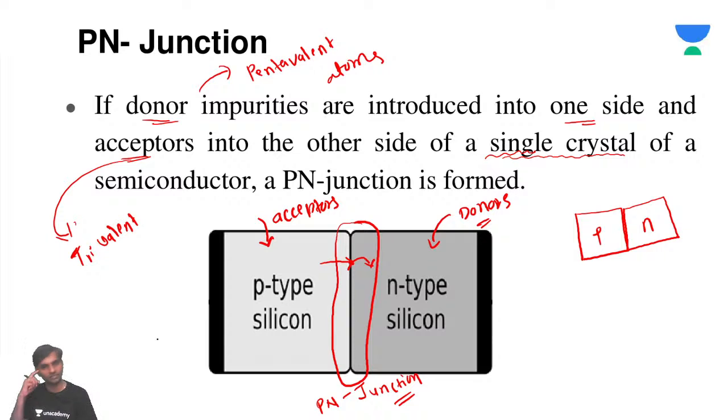We started our discussion about the PN junction diode, and how the PN junction is formed. On one side of the crystal, you are pouring acceptor ions. On the other side, you are pouring donor atoms. Because of that, there exists a junction called the PN junction.